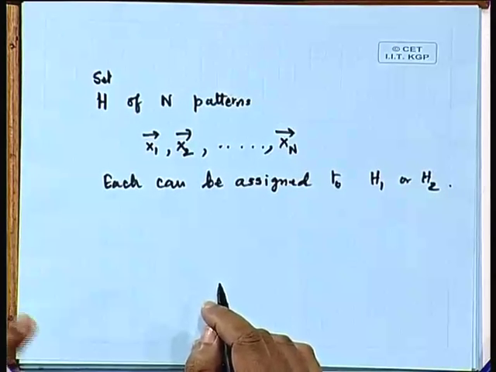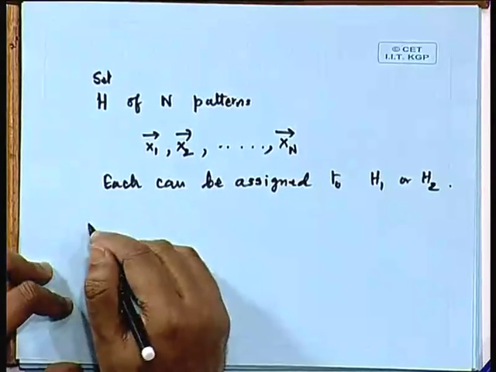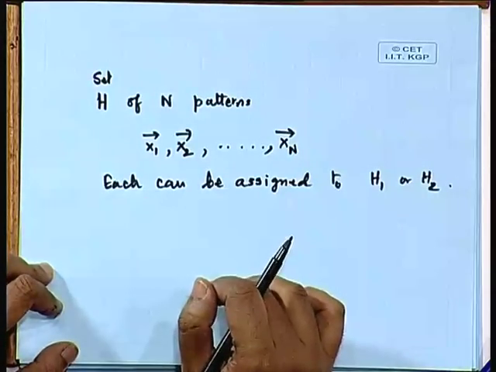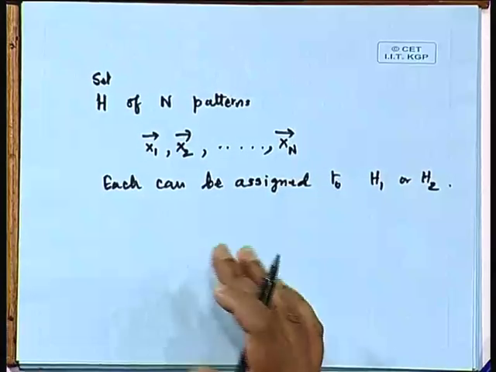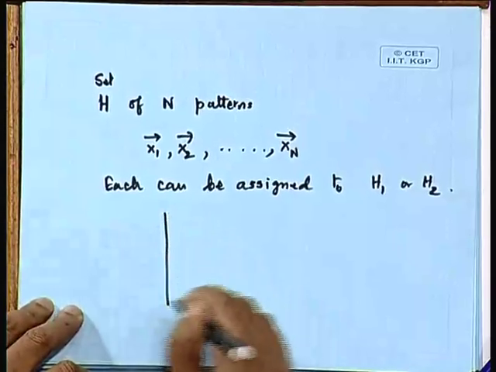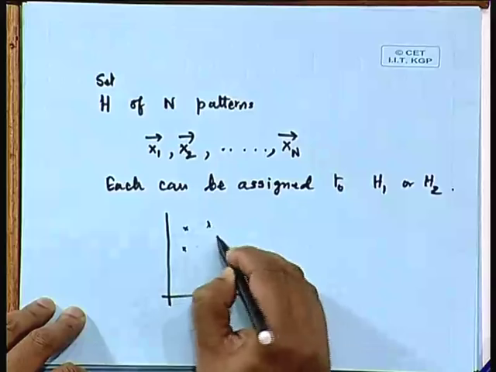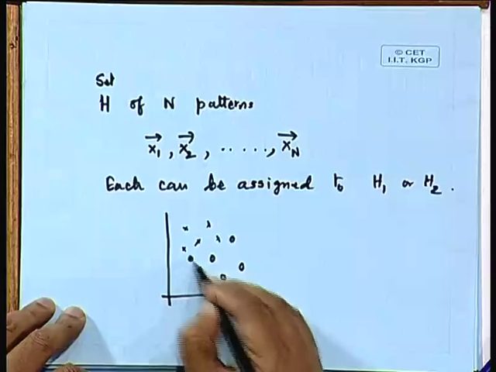Now, this set of patterns, because this is binary, we can call it a dichotomy of patterns. This is separable with respect to a family of surfaces if there exists a surface in that family that separates H1 from H2. Again, in order to explain this, let us say that we have got a multidimensional space where we are having patterns of one type, patterns of another type.